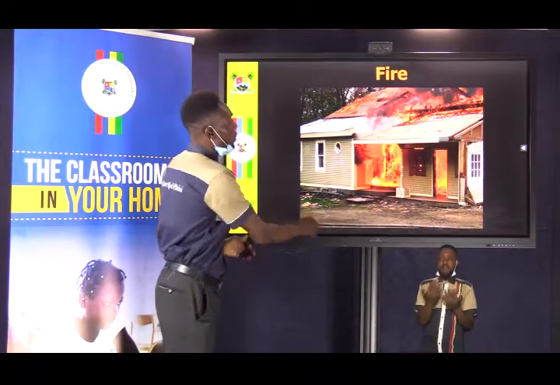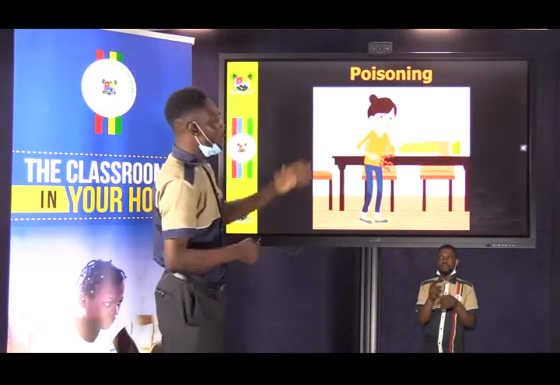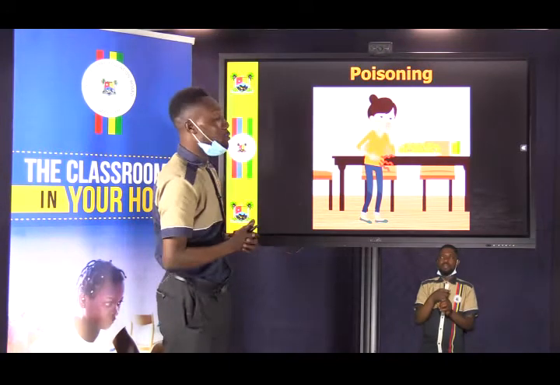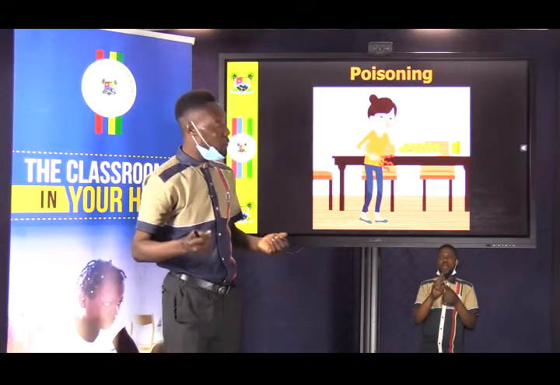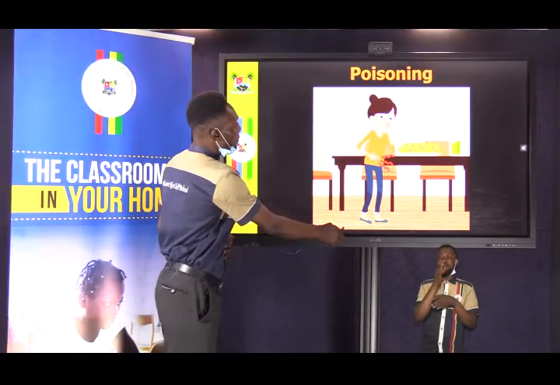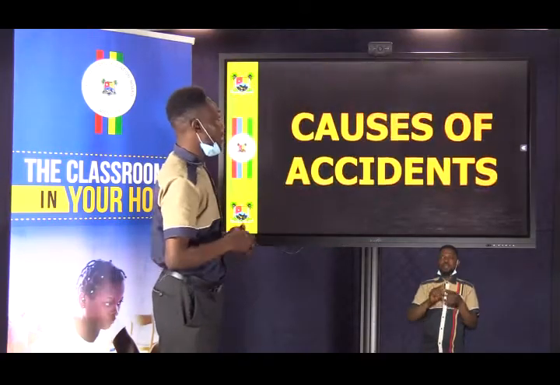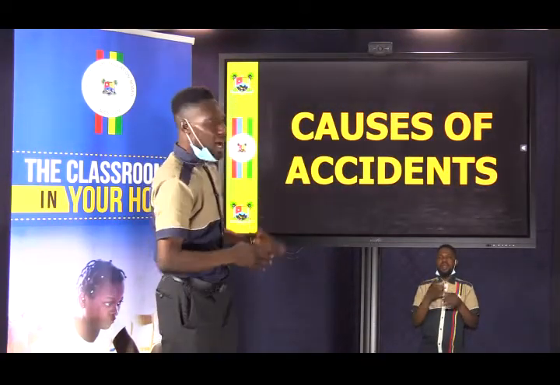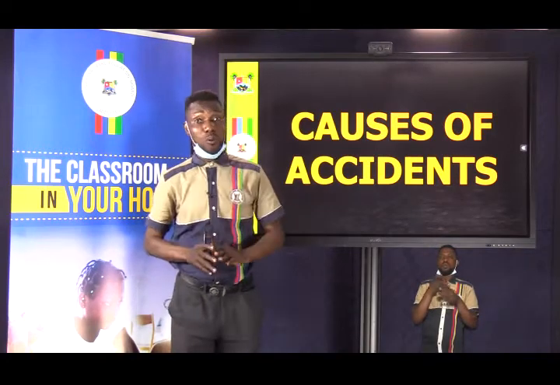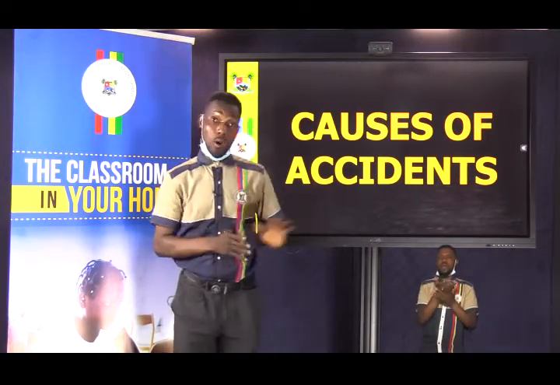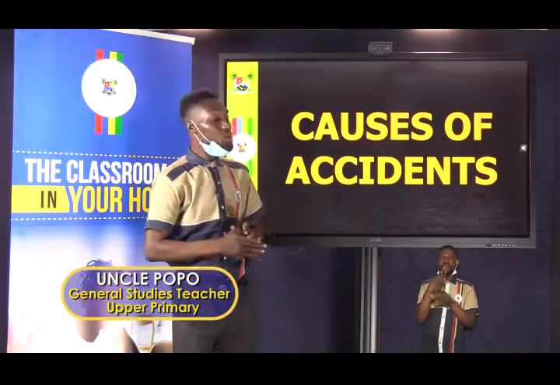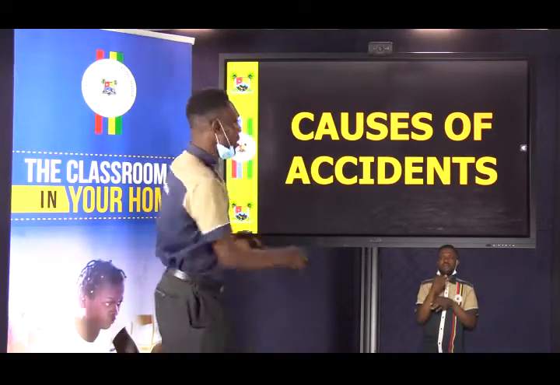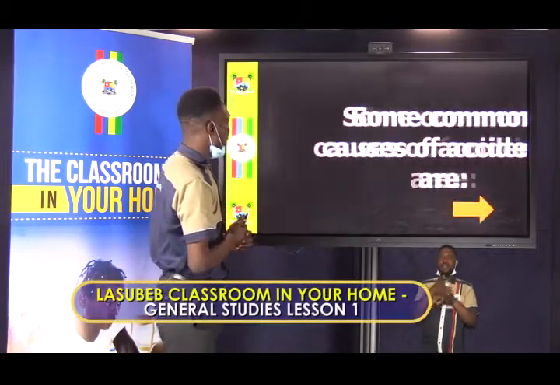Fire is another one. Likewise, poisoning, maybe eating or drinking expired food could cause damage to our body. That's another example of accident. Now, looking at all these common examples of accident, let's look at the causes of accident. What are the causes of accident?